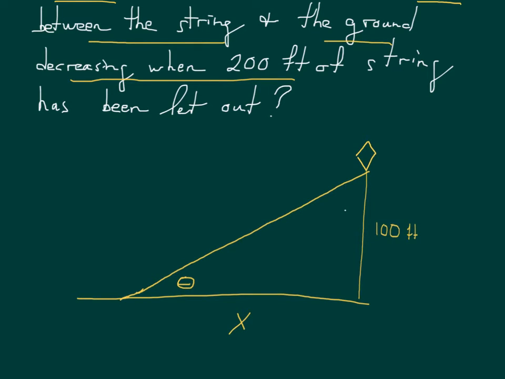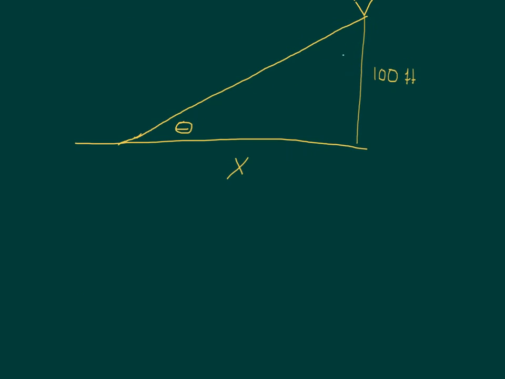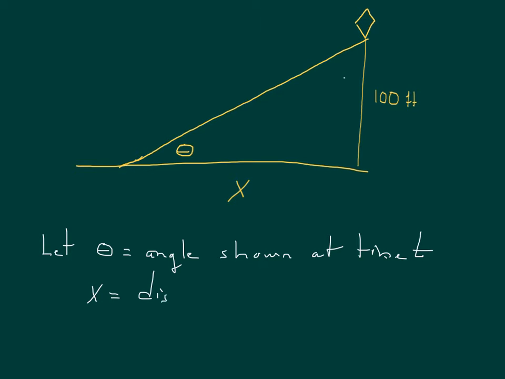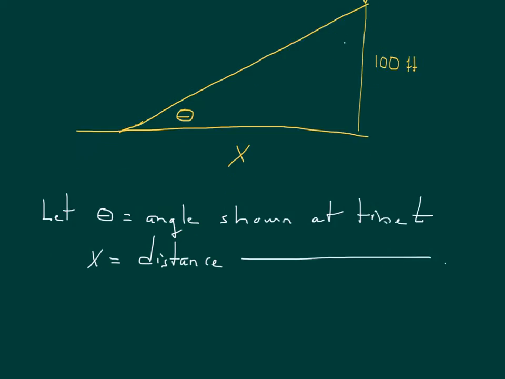All right, so let's write that down. We're going to let theta equal the angle shown at time t, and we'll let x equal the distance shown at time t. Then, with these variables named, we can write down our question.